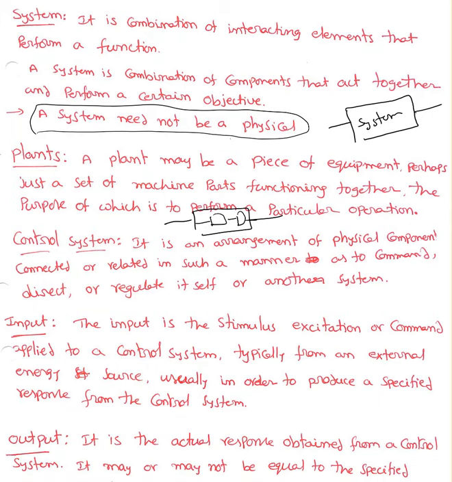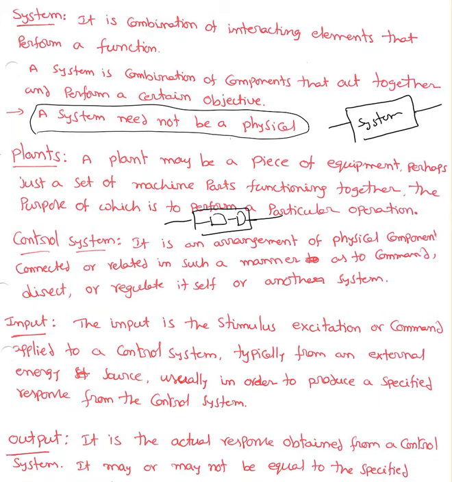The next definition is control system. A control system is an arrangement of physical components connected or related in such a manner as to command, direct or regulate itself or another system. In a simple way, if you look at a simple circuit, to turn on and turn off, we are using a switch. So the switch controls the light.